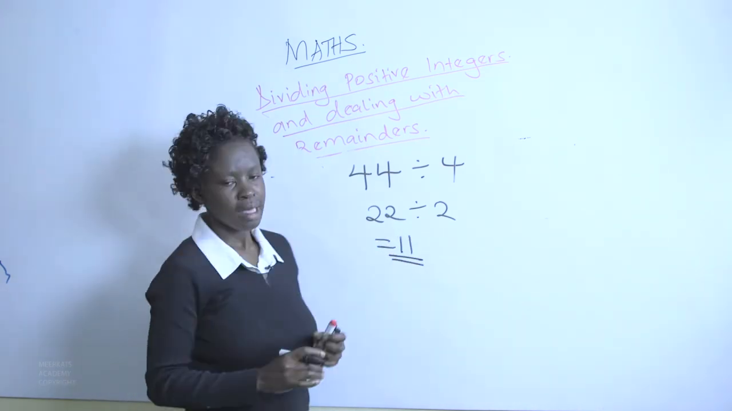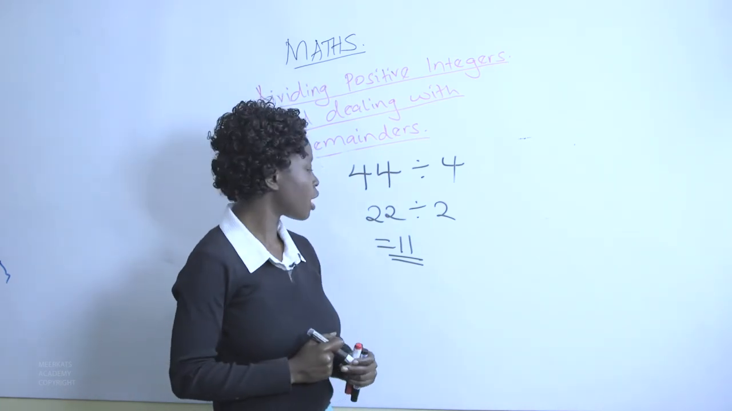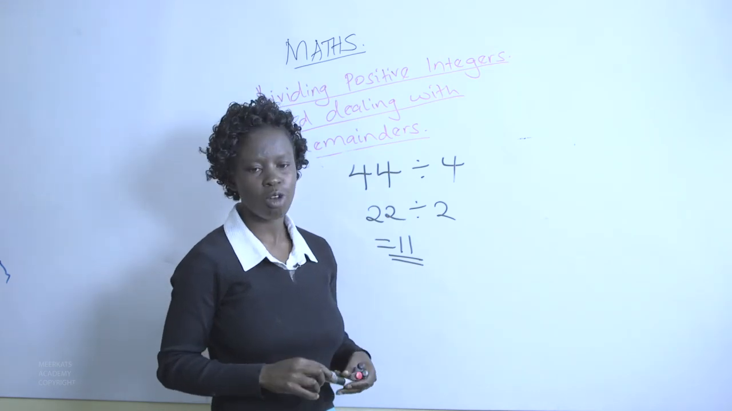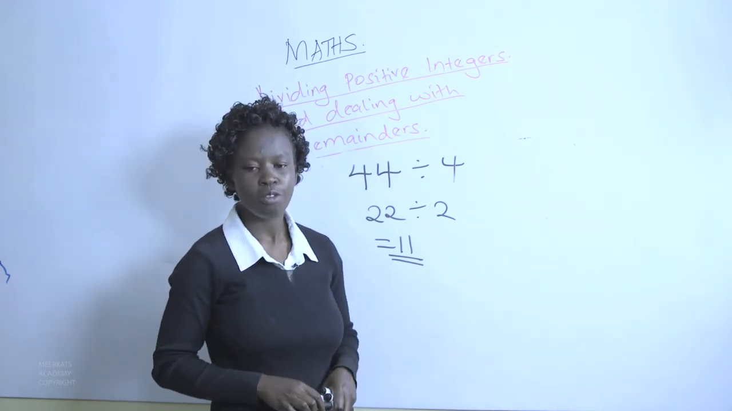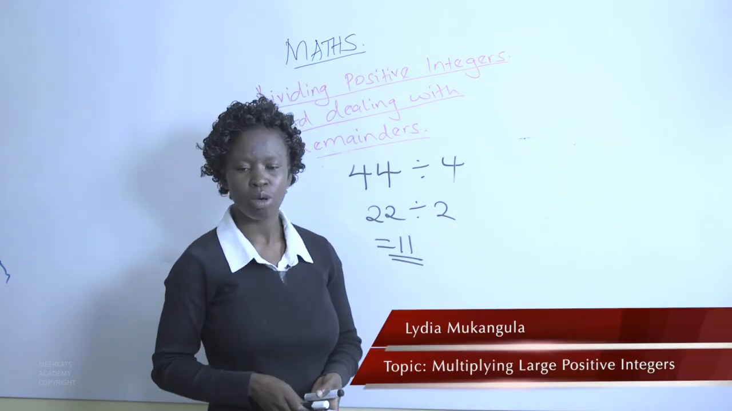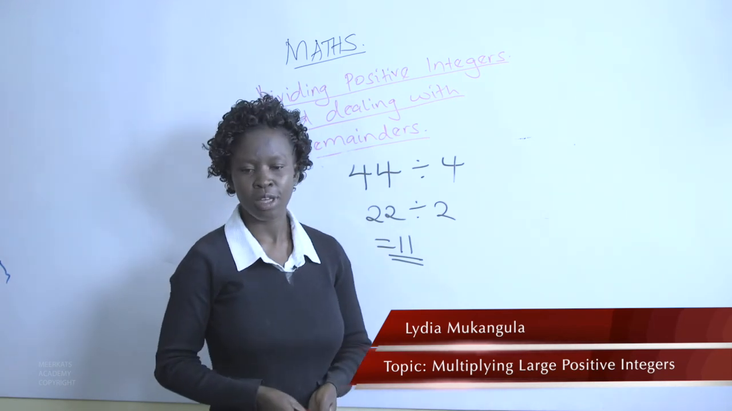So what are we saying? That it is very much important for us to follow the rules. As we are concluding, we are simply saying we are supposed to follow the rules up to the letter for you to obtain the correct answer when it comes to multiplication and division of positive integers.